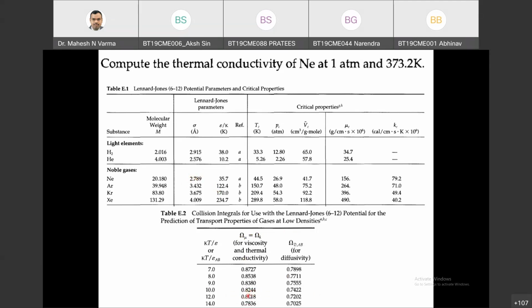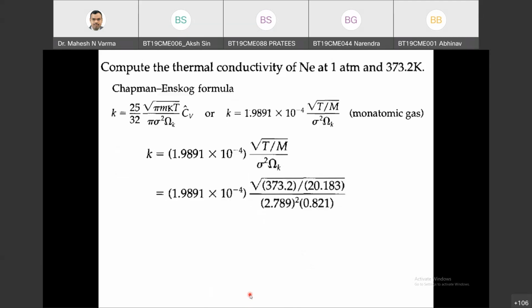The collision integral is between this, and use the Maxwell equation. Substitute this here, 8 to 1, and you will get a thermal conductivity value. So what is the value of thermal conductivity, Narendra? I'll calculate, sir.